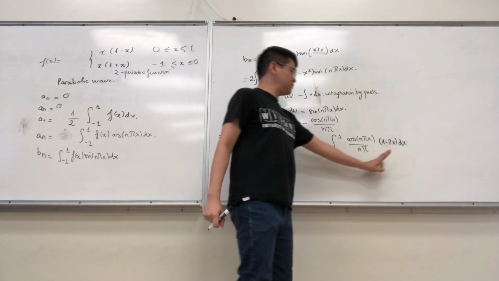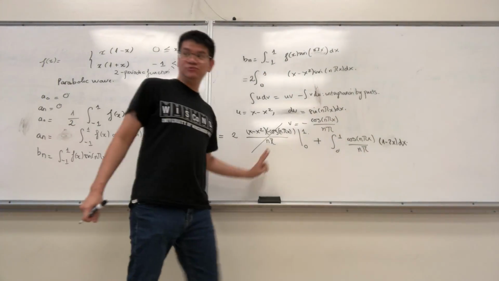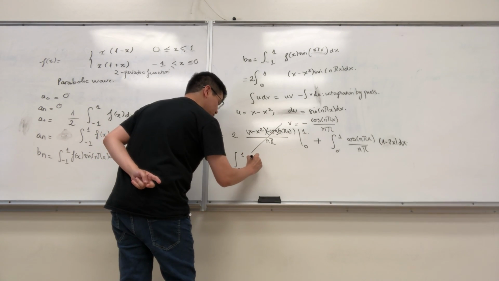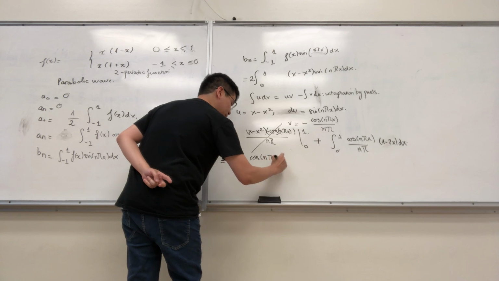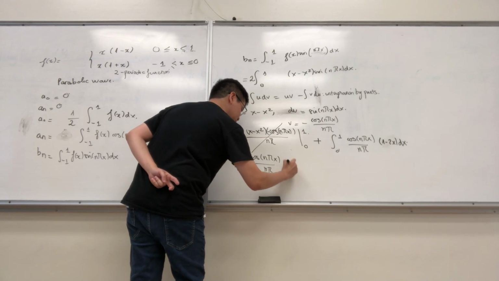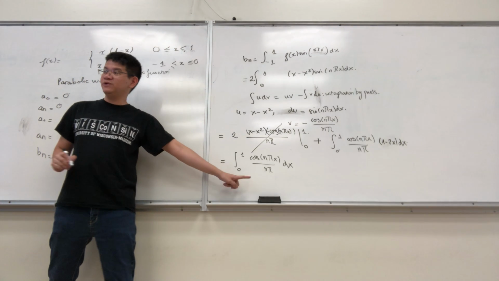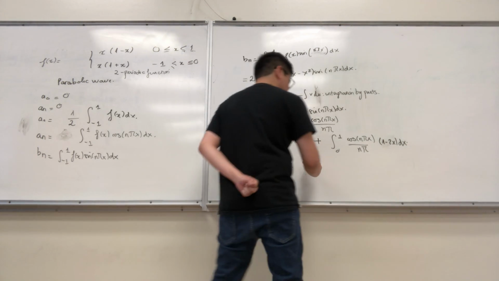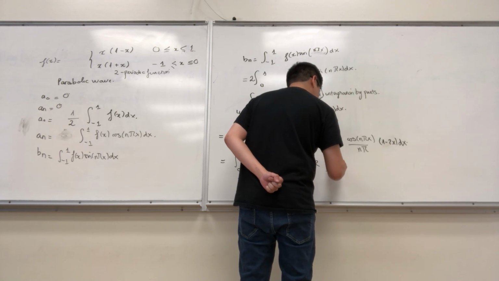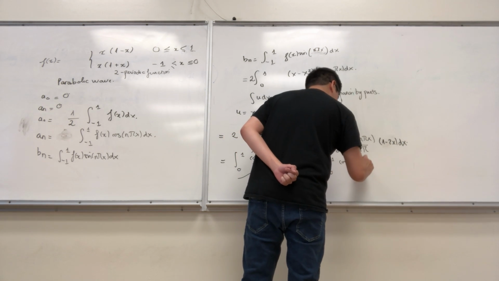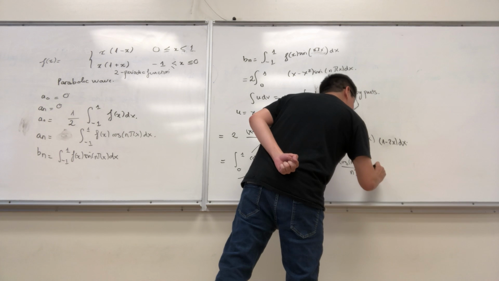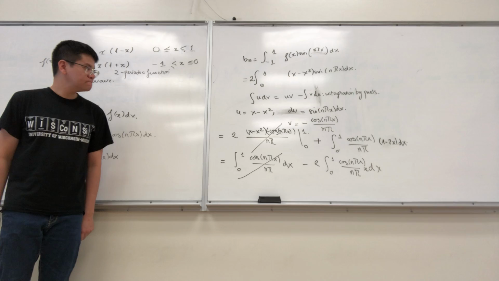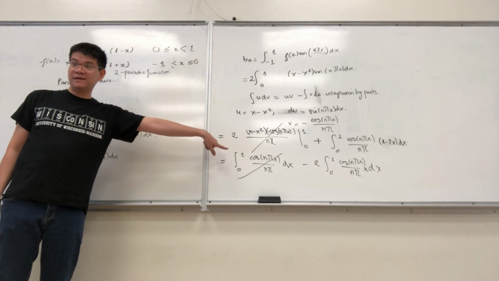So to compute the second term, I'm going to split it into two integrals. The first one will be the integral from 0 to 1 of cosine n pi x over n pi dx. Last time we know that this is 0, right? And the second one will be minus 2 times the integral from 0 to 1 of x cosine of n pi x over n pi dx. It's good? So this is where we stopped last time.